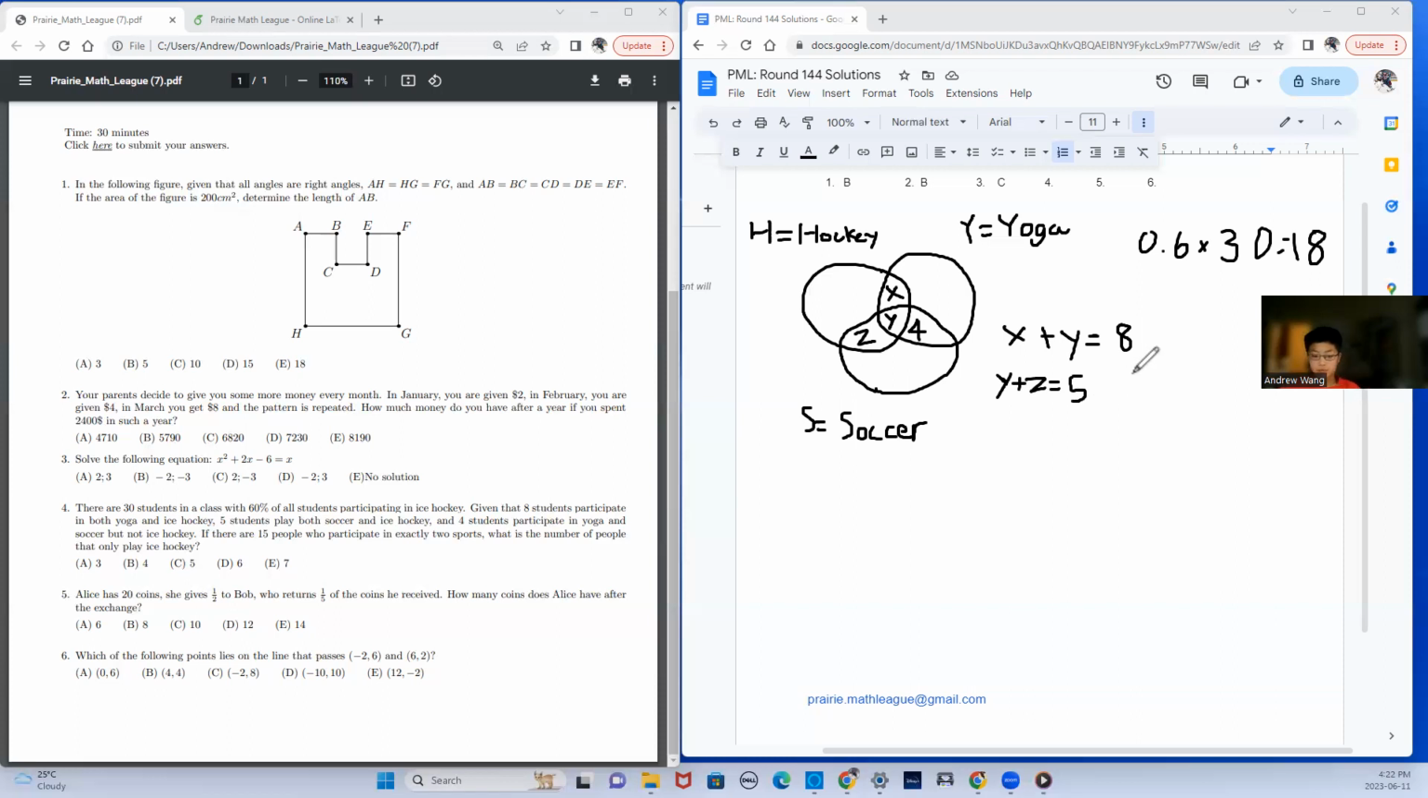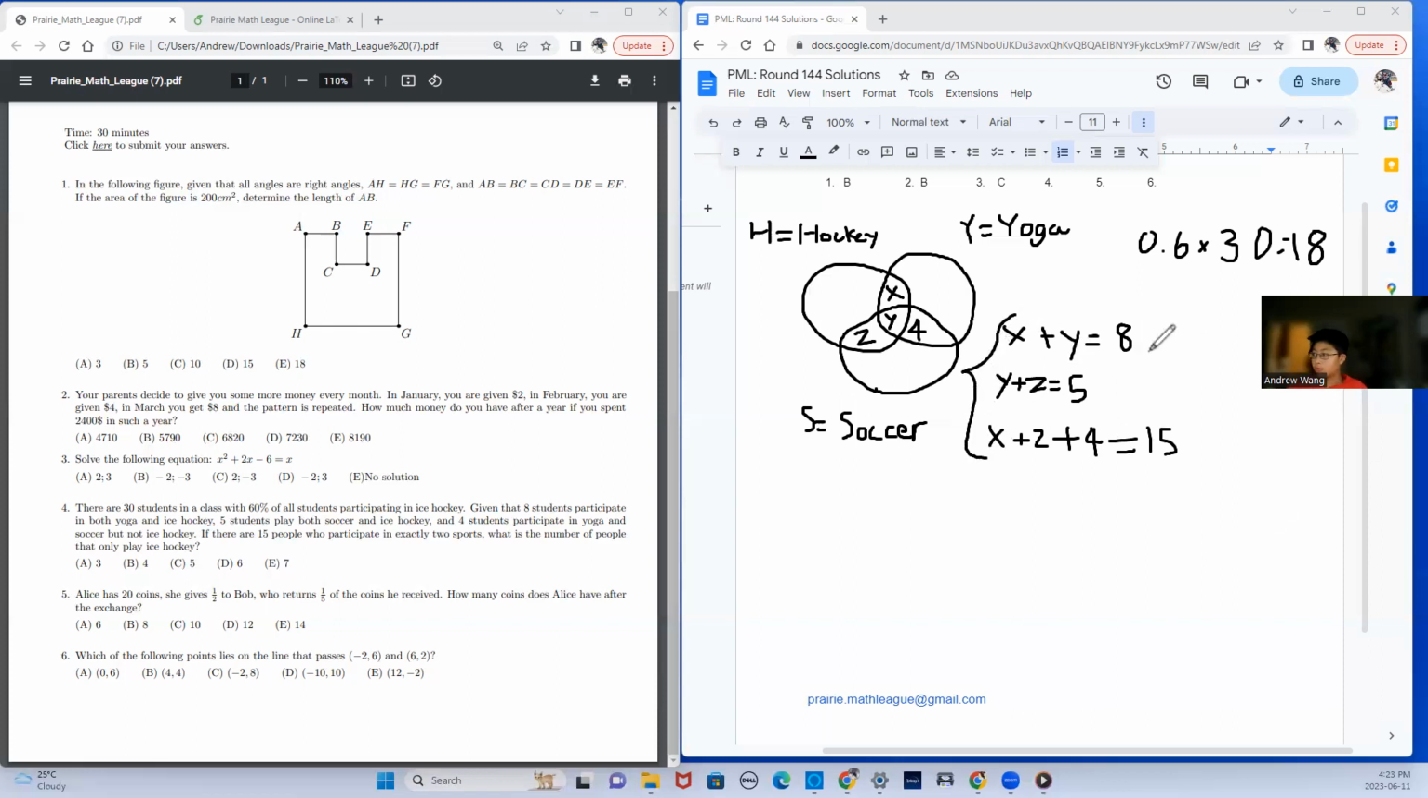And the last piece of information we know is that X plus Z plus 4 equals 15. Because in the question it says there are 15 students who are participating in exactly 2 sports, and X, Z, and 4 is the amount of total people who only do 2 out of the 3 sports. So X plus Z plus 4 equals 15. We have 3 equations and 3 variables, so it is possible to solve these equations.